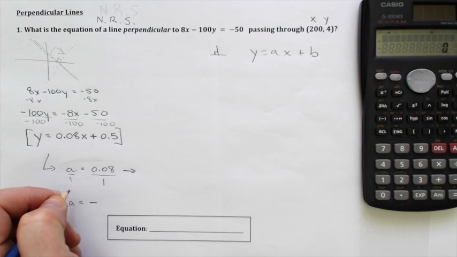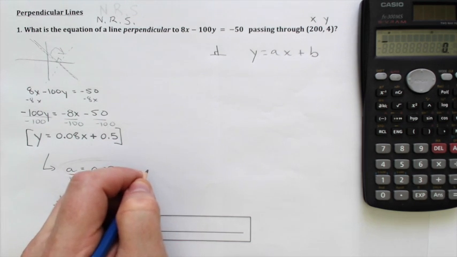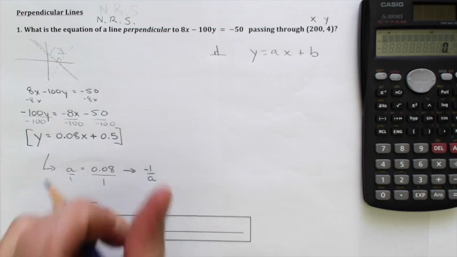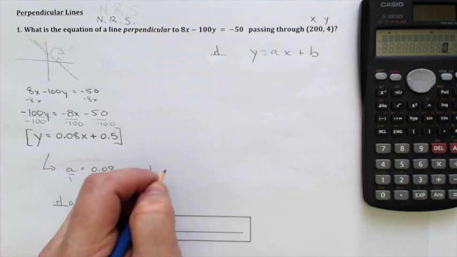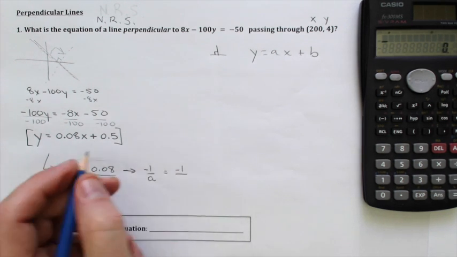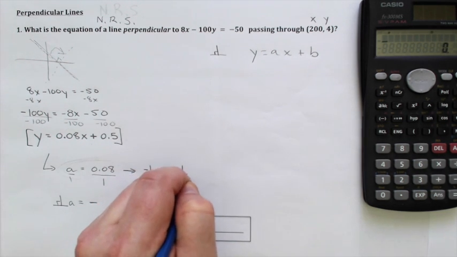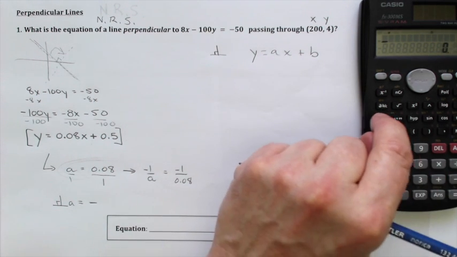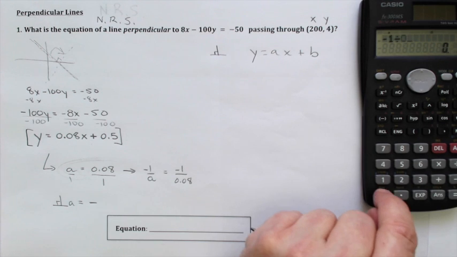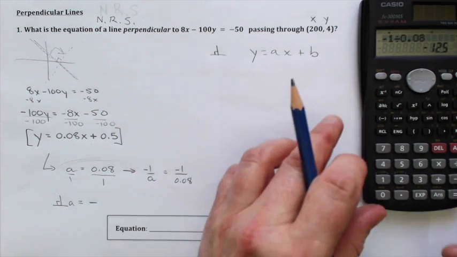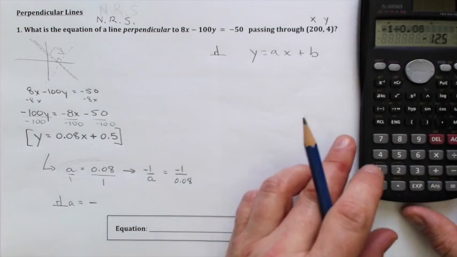right, so a over 1 will become negative 1 over a. Flip it and change the sign. So really, that just means negative 1 divided by 0.08. And that will be my new slope. Negative 1 divided by 0.08. And that's going to be equal to, sorry, I have a little light issue here, negative 12.5.